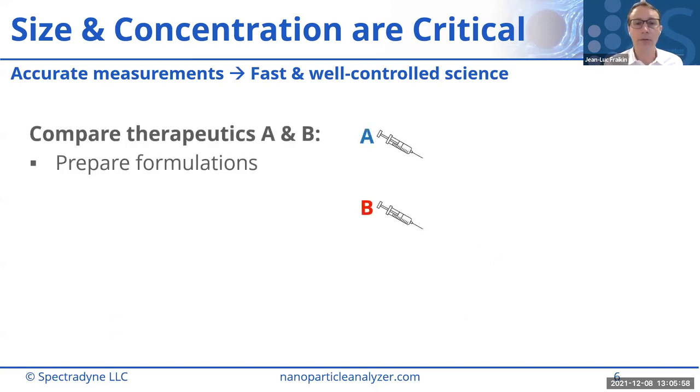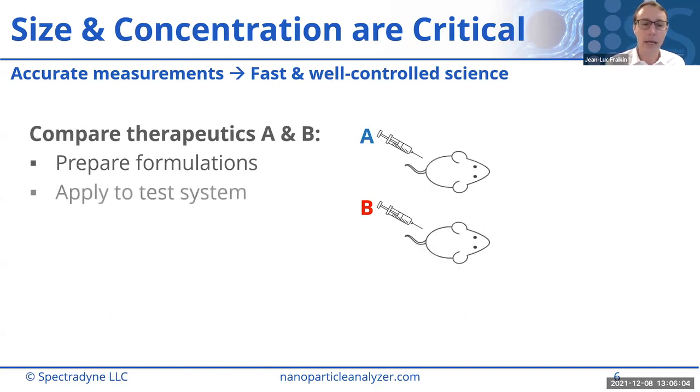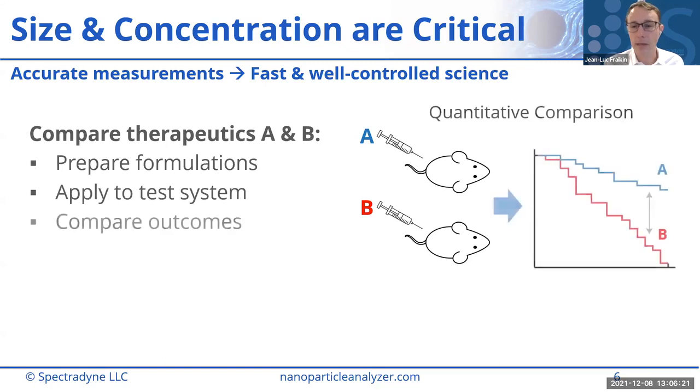So suppose you've developed two nanoparticle-based therapeutics, A and B. You prepare the formulations, and then we want to test them in a test system of some kind. Maybe it is a mouse model or some other living model, or cell culture media, or maybe a molecular assay. And so we apply each of the formulations to separate test systems, and then we measure the outcomes, right? We compare the outcomes. We want to be quantitative.